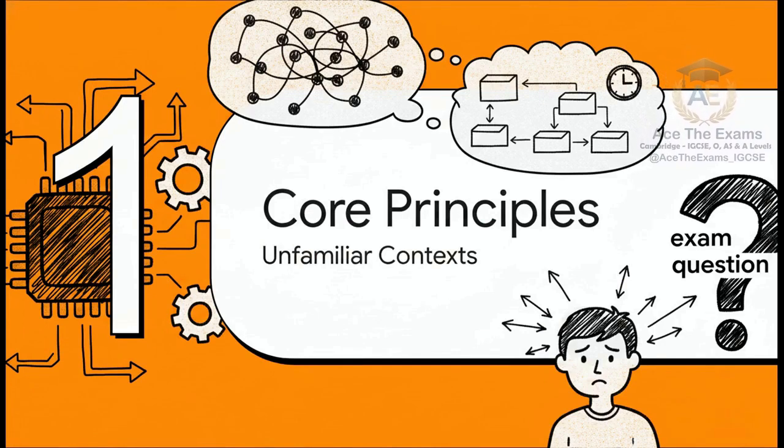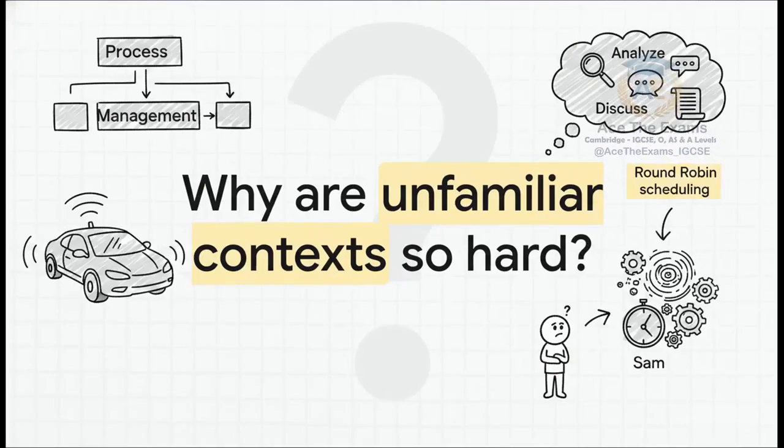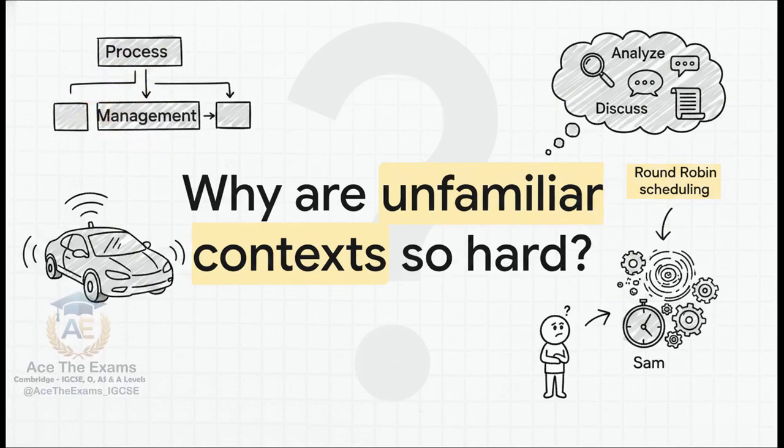Now, process management really isn't just about memorizing facts like what a process control block is. It's about building a deeply connected conceptual foundation. So I want you to really think about this question. Why is applying these core concepts to unfamiliar contexts so incredibly difficult? Because honestly, this is the main hurdle. The mechanics of process management, things like process states, scheduling algorithms, interrupts, show up on every single paper. Yet when Cambridge throws in a totally new, complex scenario, candidates freeze up.